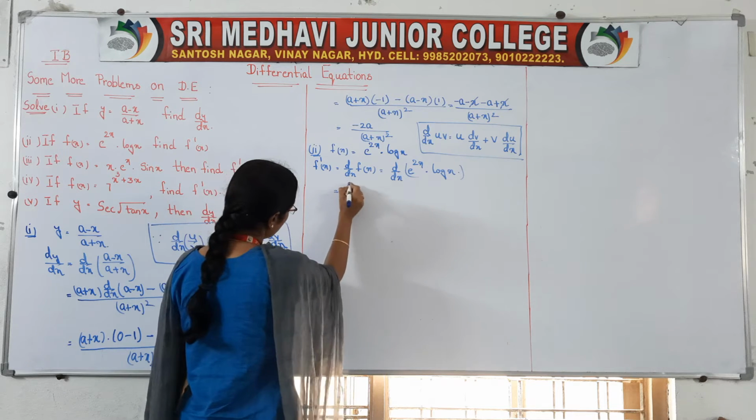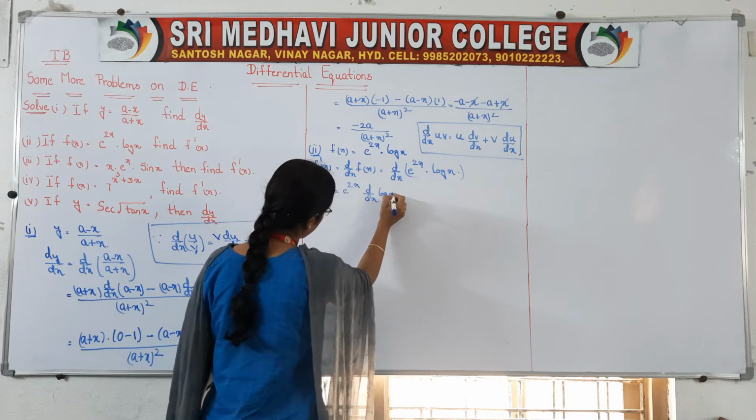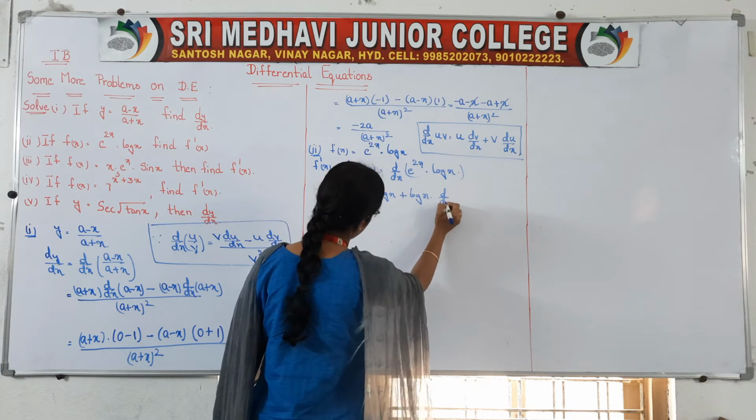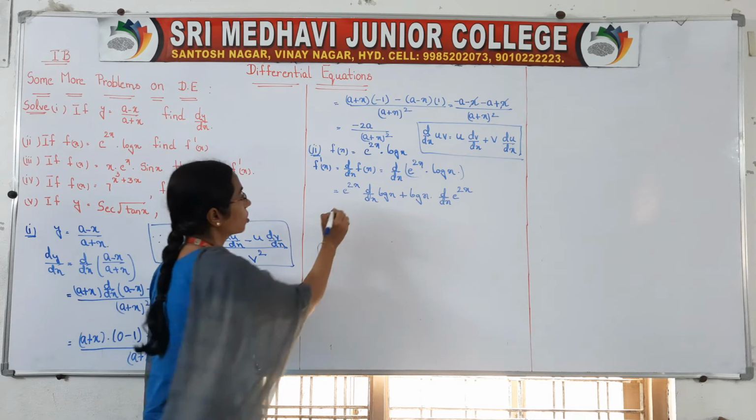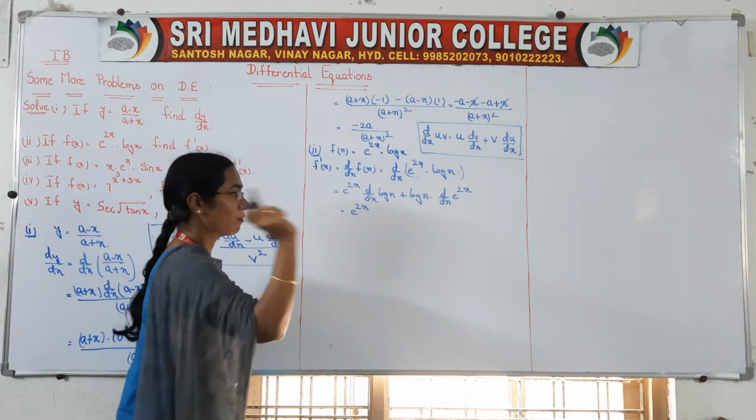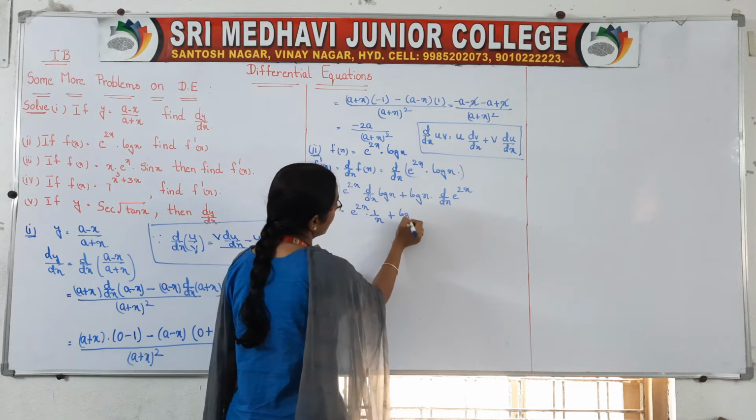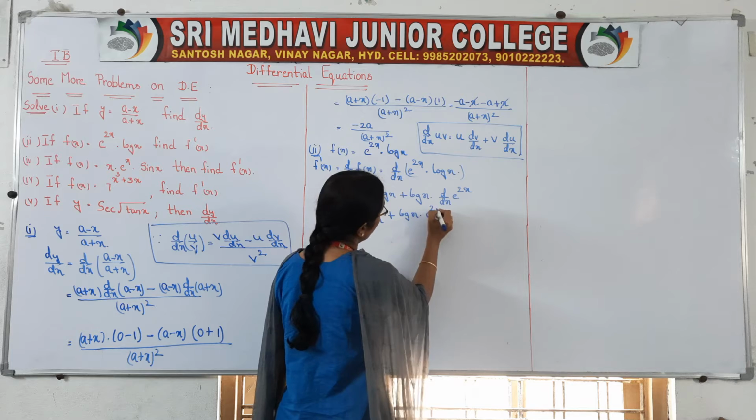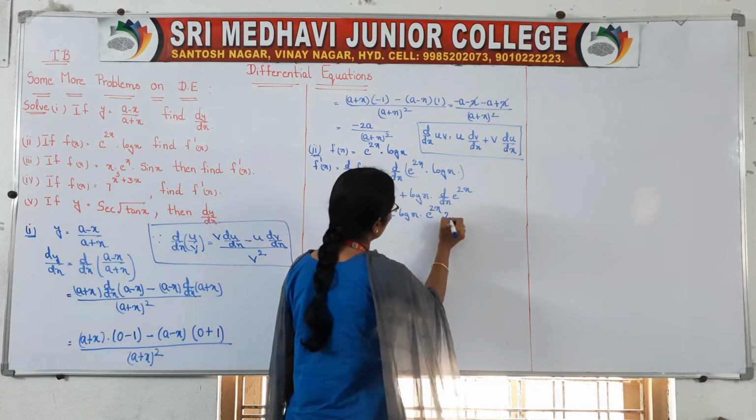So it is e to the power of 2x d by dx of log x plus log x into d by dx of e to the power of 2x. Okay, so is equal to e to the power of 2x, d by dx of log x is 1 by x. You know it very well, isn't it? Plus log x into e to the power of 2x is e to the power of 2x into d by dx of 2x is 2, right?